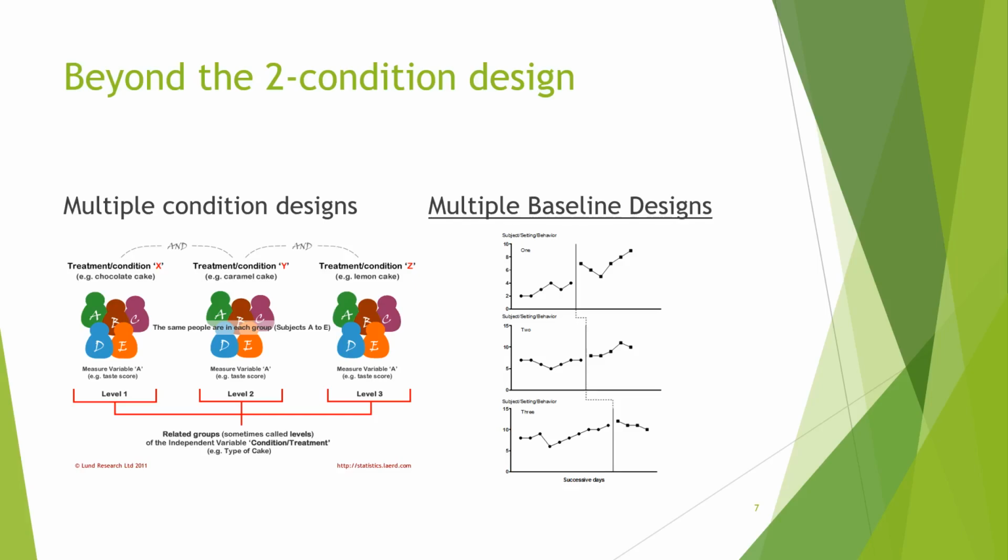Probably the most common forms of experimental designs are going to involve multiple conditions or multiple baselines. We just talked about a two-condition design, where you have an experimental group and a control group, and the experimental group gets the treatment, the control group doesn't. In a multiple condition design, you might have 3 or more groups that get different types of conditions. So you might say, okay, well, how does eating different colors of M&Ms change people's happiness?